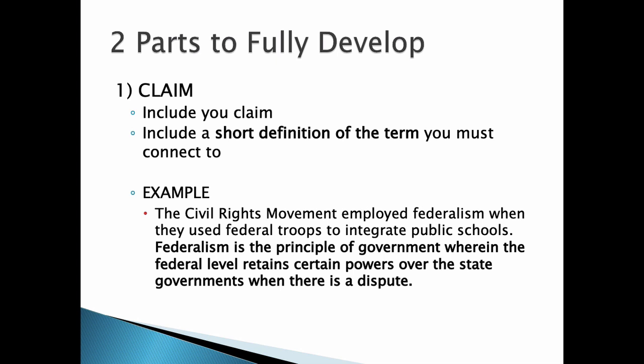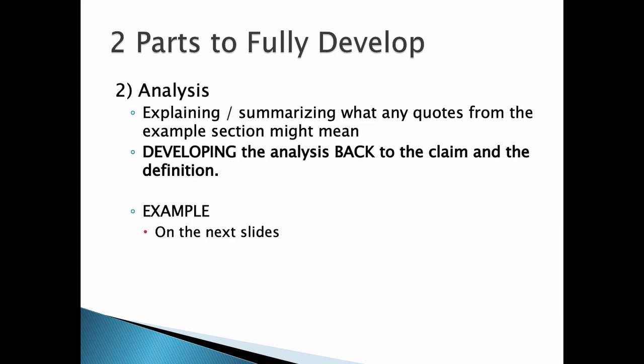Now you're going to make your next PEA chunks examples of how the civil rights movement did things and how those things are federalism, which leads to the second part to fully develop in order to truly connect your writing to these given academic terms. And those are going to be in your analysis section, where two things happen. You're going to explain or summarize what any quotes from the example section might mean. Sometimes they explicitly say the words that connect to your term, but oftentimes they don't. So you might need to explain what your quote actually just said. Then you have to develop that analysis back to the claim and to the definition.